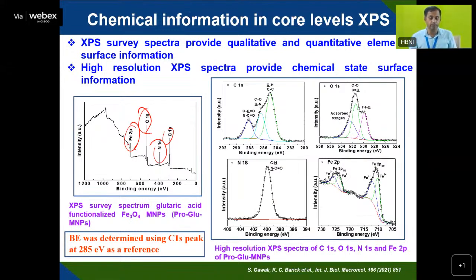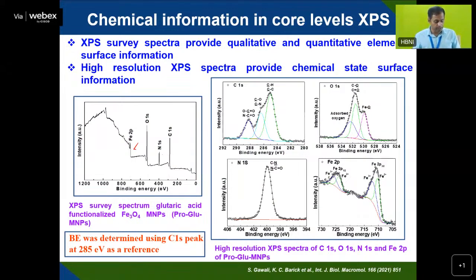High resolution XPS spectra provide both chemical state and surface information. If you go for high resolution, you can get chemical state surface information. So this is just an XPS survey of Fe3O4 coated with glutaric acid. You can see nitrogen is there from the glutaric acid, and the carbon is from there too. Those types of information you are able to get.